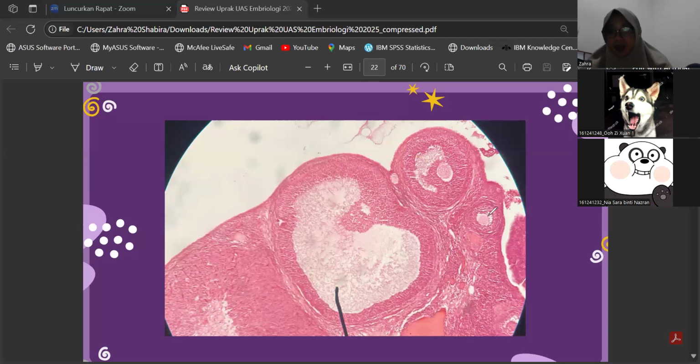If there is no oocyte in here, but the follicle still exists and the layer is much thicker, then this could be atretic follicle. You can answer atretic follicle. Like this one also, there is no oocyte in here, so we can say this is also atretic follicle. But if there is an oocyte in here, okay, this is the graafian follicle.